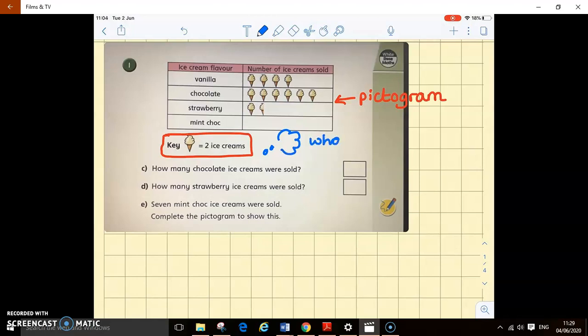So thinking about what would represent 1 ice cream.